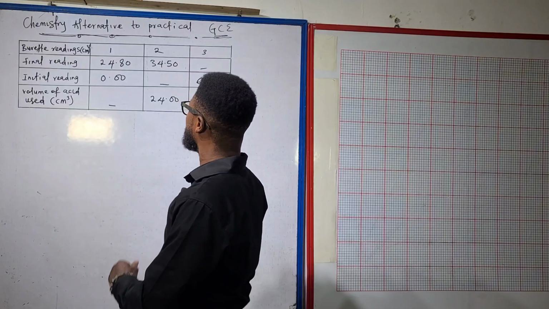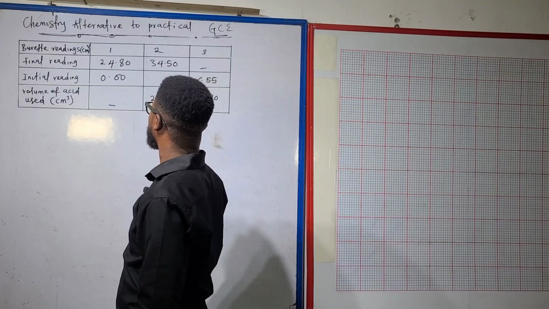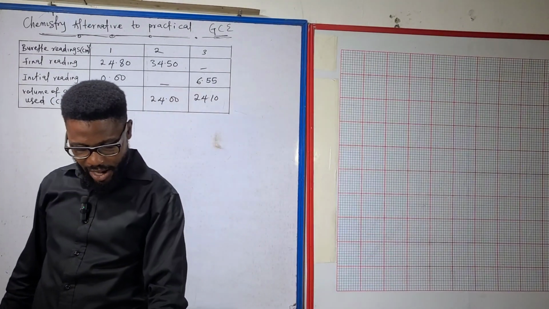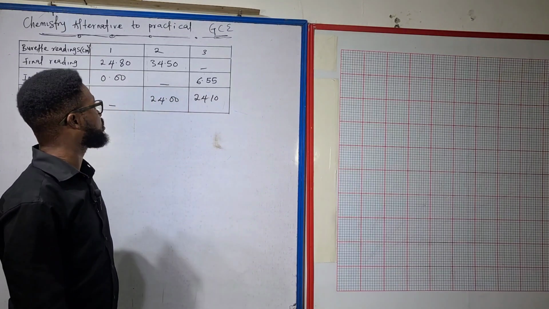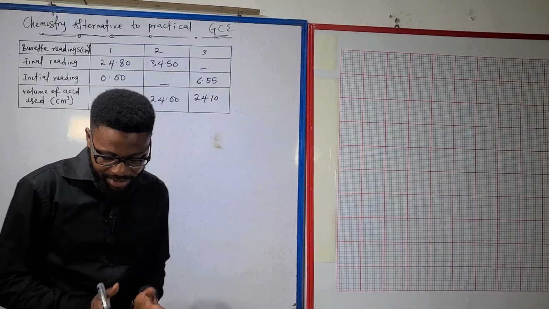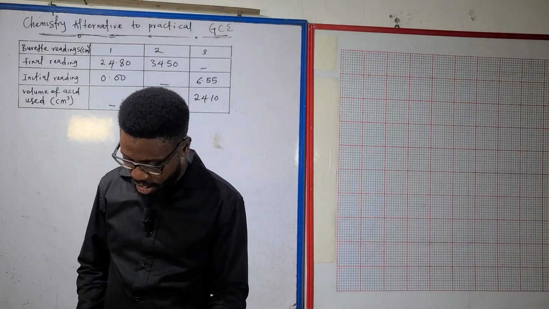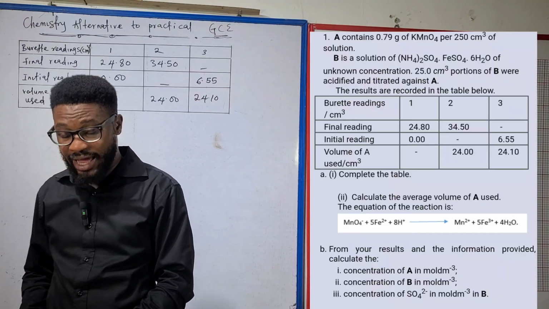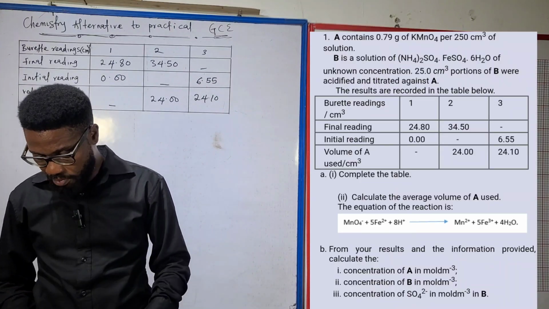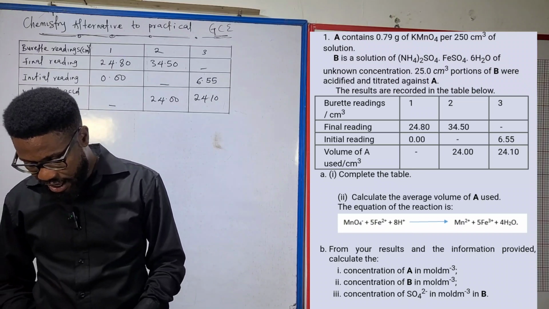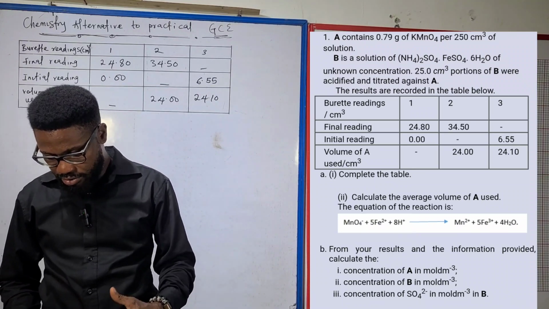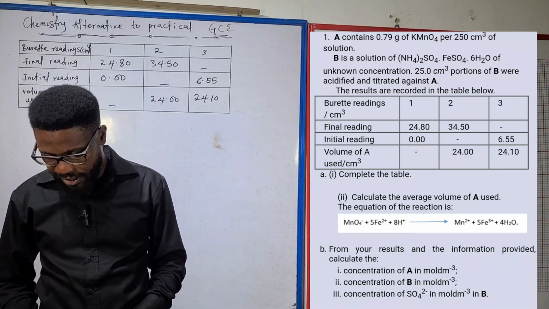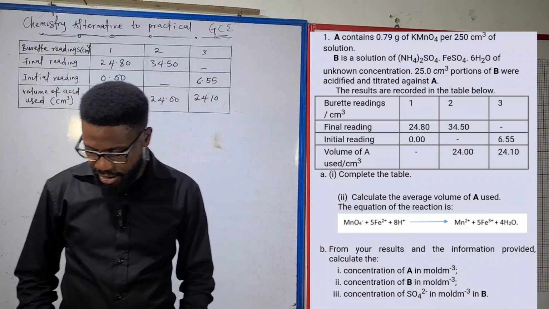Okay, still on the subject matter, chemistry alternative to practical for the general certificate examination. I will bring to you another probable question here. This question talks about a redox titration, different from the normal, because in your burette, what you have there is your potassium permanganate, that's potassium tetraoxomanganate(VII). And what you will be pipetting is your iron sulfate hexahydrate solution.